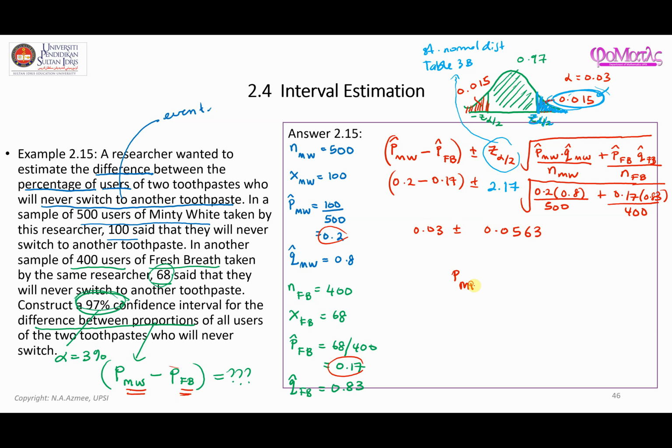So therefore, the interval estimation for the difference between these proportions can be written as follows. The difference in proportions, minty white minus fresh breath, is between these two values, where the lower limit is 0.03 minus 0.0563, and you will get that the answer here is negative 0.026, and the upper limit is going to be 0.03 plus 0.0563, so the answer is 0.086. So this is the 97% confidence interval for the difference between the two proportions here.